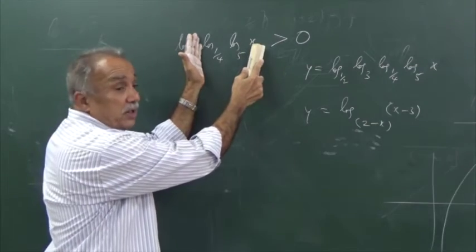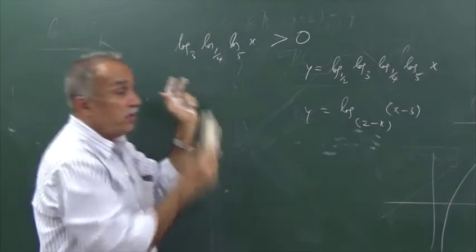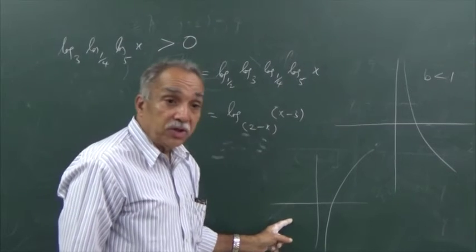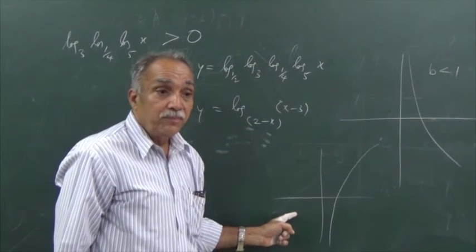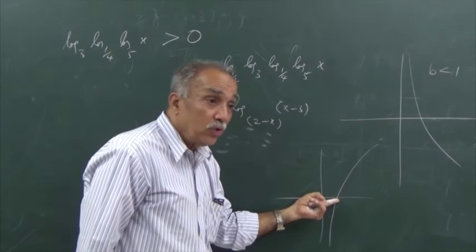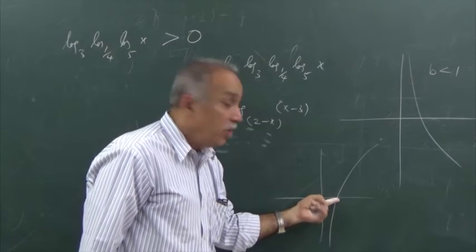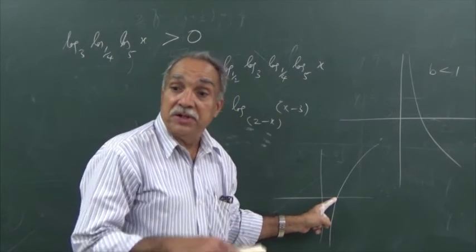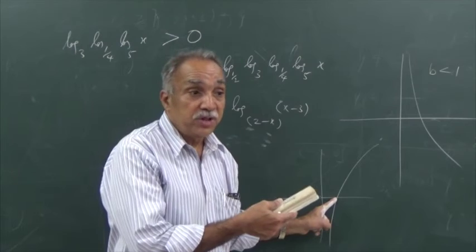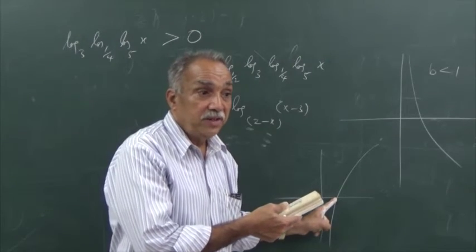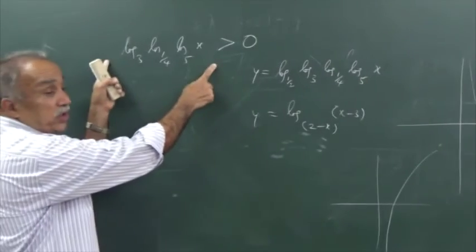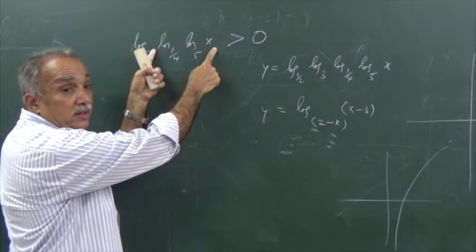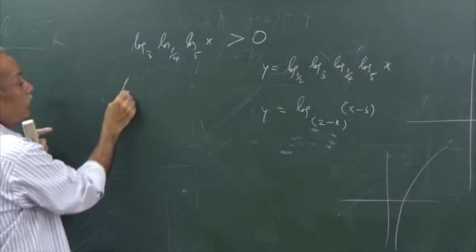I want log of a certain number to the base 3 to be positive. When base is greater than 1, do you get logarithm positive everywhere? No. You get logarithm positive only from here onwards. What is this point? 1. Only for argument greater than 1, logarithm is positive. Agree? So to have this positive, this argument must be greater than 1.